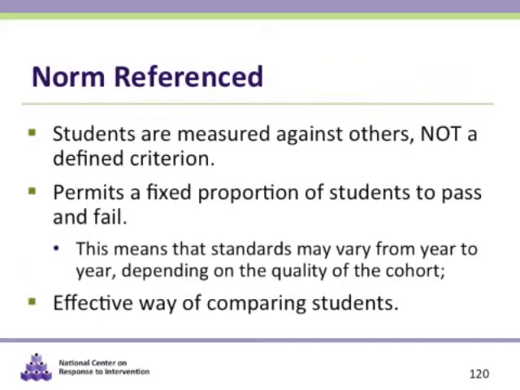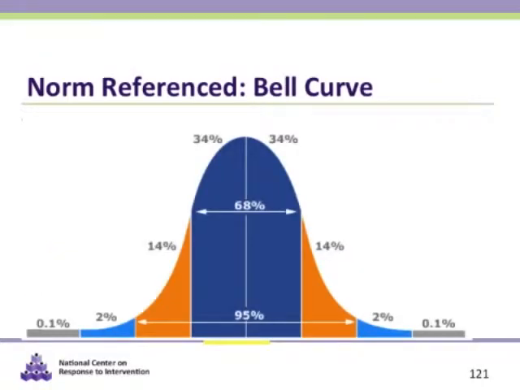So for norm referenced, students are often measured against others, not a defined criterion. What it allows is a fixed proportion of students to pass or fail, regardless of what the score is. So when you use this, you will always have kids, regardless of how low your class is, who fall in the upper average and those who fall in the low average. It is a very effective way of comparing students. It's based on a bell curve.